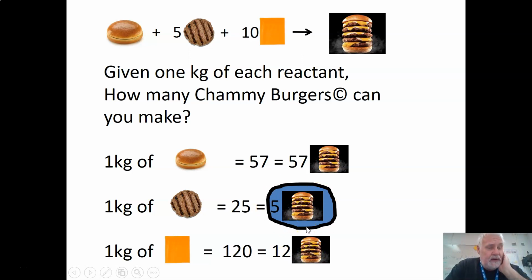So when we do our lecture coming up, the lecture 2 on limiting reactants, hopefully you can kind of keep this concept in mind, and hopefully you get a chance to try a Chammy burger sometime.